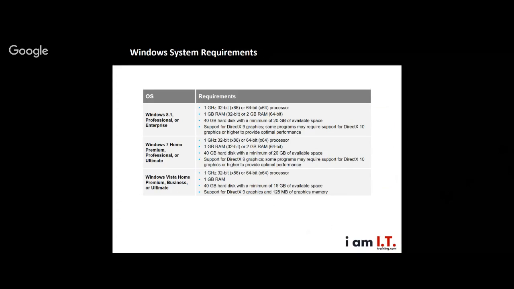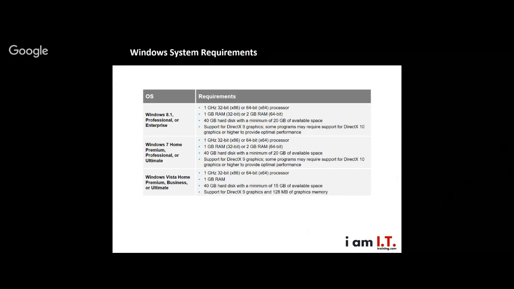We've got Premium, Professional, or Ultimate here. Again, you have 1 or 2 gig versions of RAM, and I would always suggest the 2 gig because, again, that's the 64-bit option. So let's take a look at this required space. 40 gigs of hard drive space and 20 gigs of available. Pretty similar to what you saw in 8. Well, what does it look like for Vista?